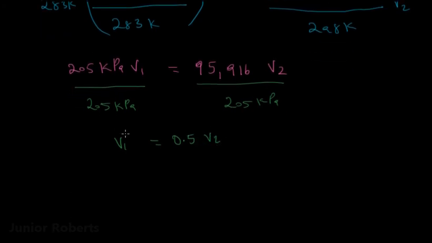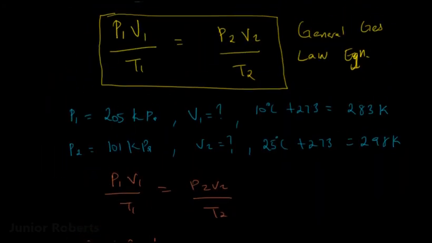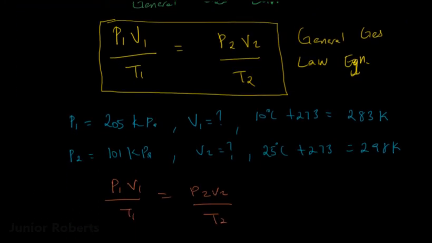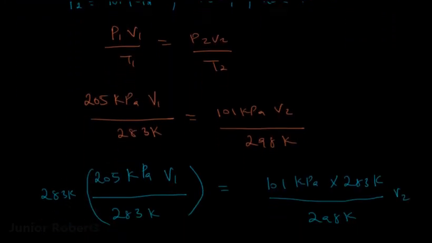So if I were to go ahead and actually multiply both sides by 2, I will get that 2V1 is equal to V2. So therefore, what does the question want us to find? The question wanted us to find the ratio of the final volume to the initial volume, right? Now V1 was our initial volume and V2 was our final volume.